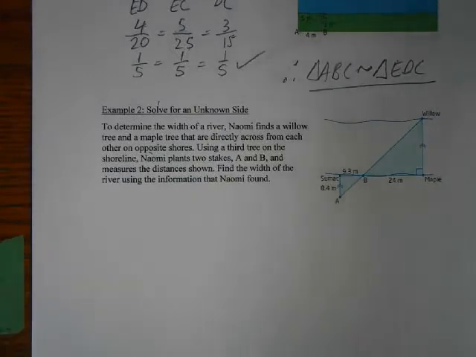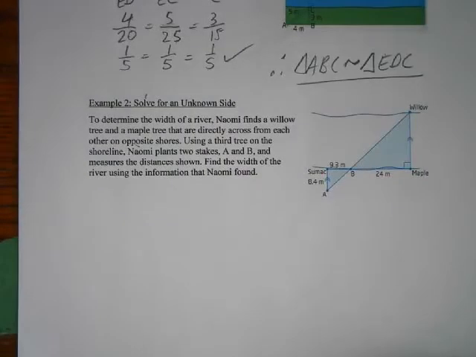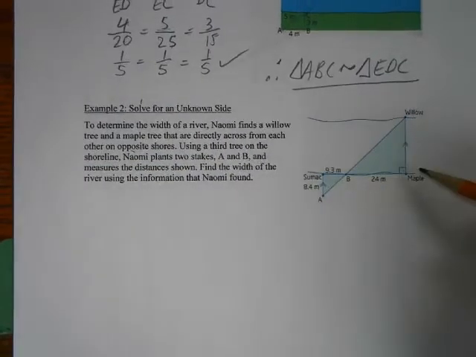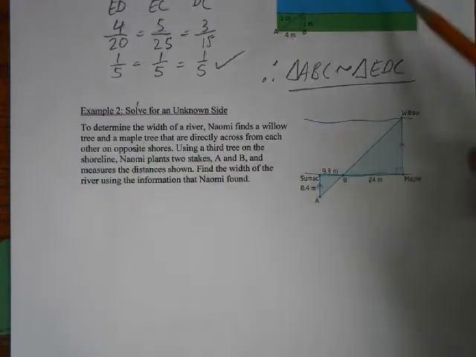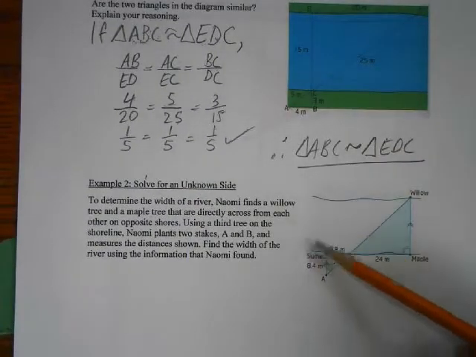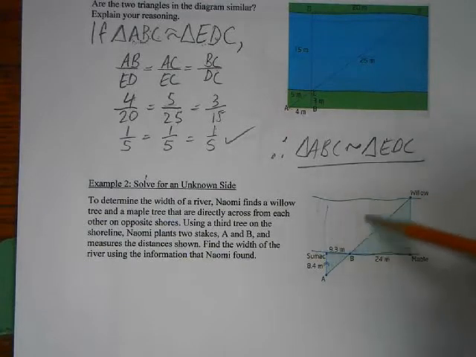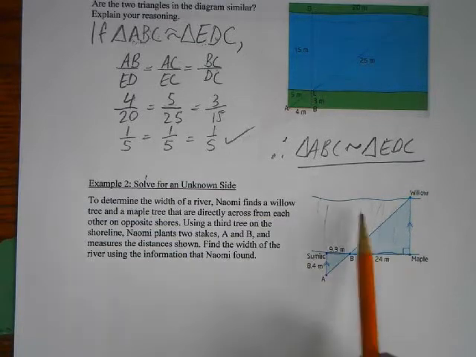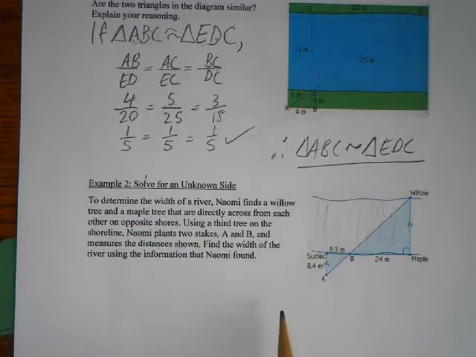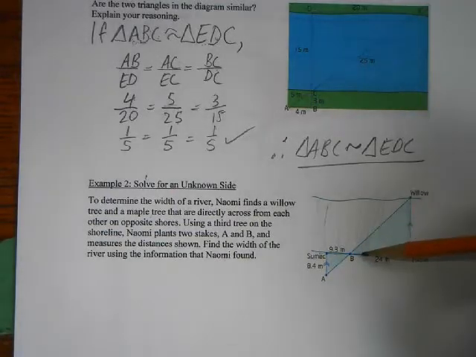I think this is a really cool question. We're actually going to figure out how wide a river is without actually crossing the river or using a measuring tape across the river. So here's the situation. To determine the width of a river, Naomi finds a willow tree. So let's look at what this picture is. It's a little similar to the one above. The river is here, and we have a shoreline here where Naomi is standing, and then the opposite shoreline, nobody's over there. We want to find out how wide the river is.